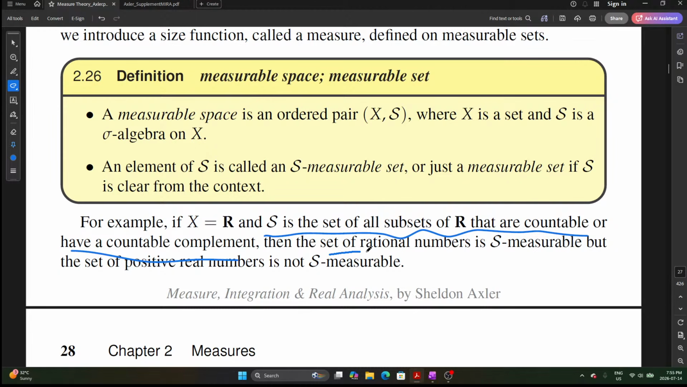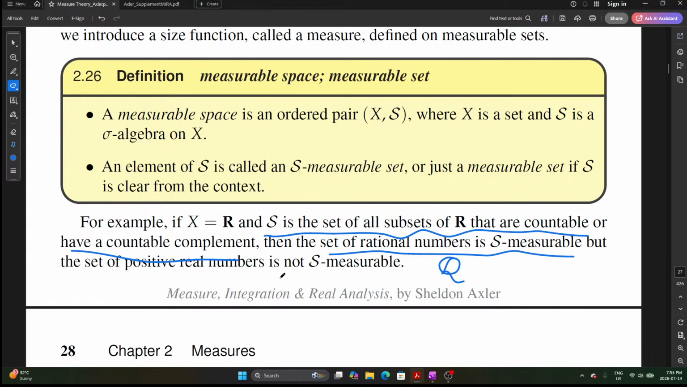Then the set of rational numbers is S measurable. Why? Because the set Q of rational numbers is countable, and therefore Q belongs to S, and therefore it is S measurable. It's just different names being thrown around to mean the same thing.